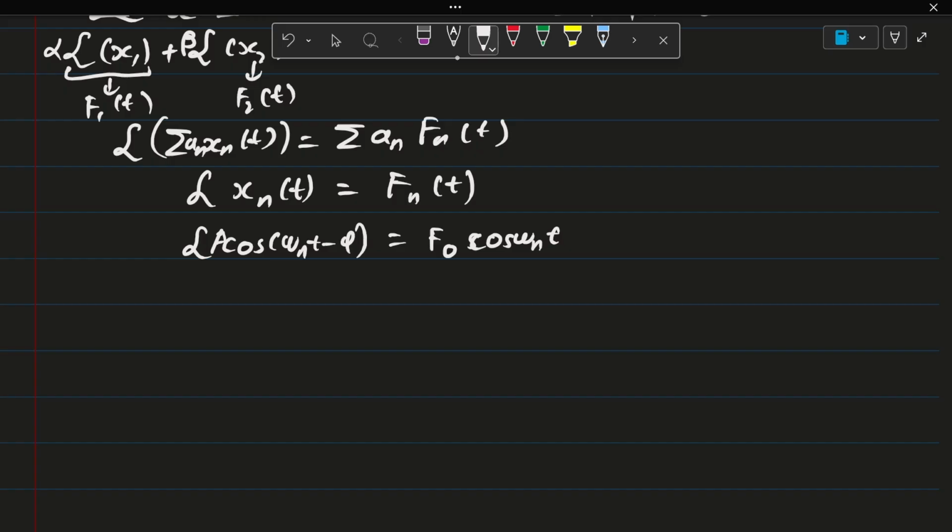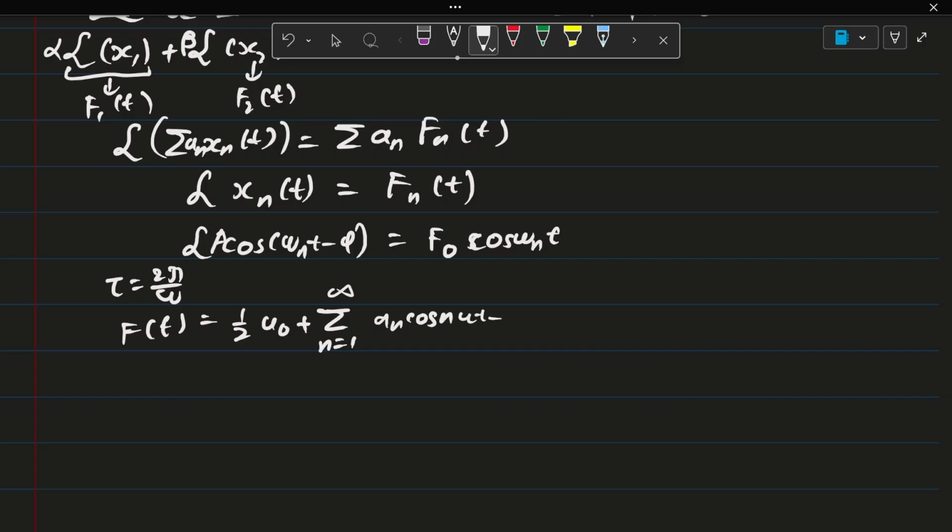So, as long as it's periodic, when tau equals 2 pi over omega, you could just set up the solution for the f(t) to be just the sum of half of a certain constant, a0, added with the sum from n equals 1 to infinity of a_n cosine(n omega t) plus b_n sine(n omega t).